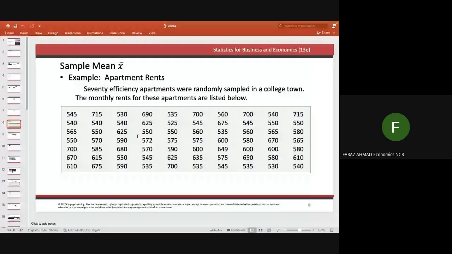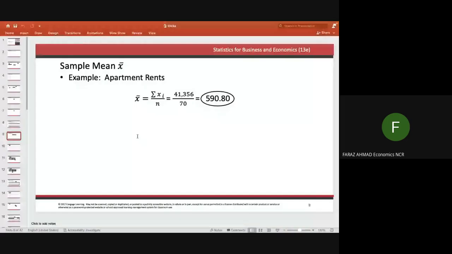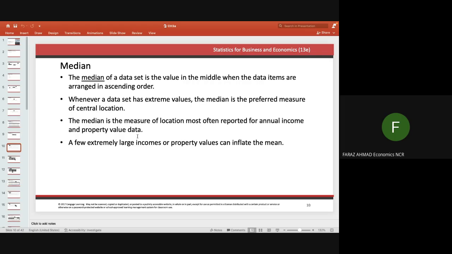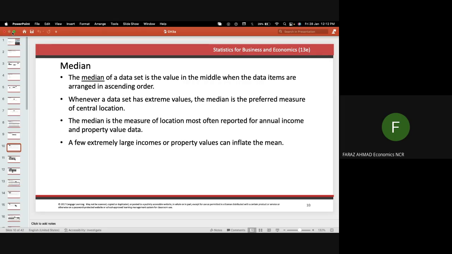We took the example of apartment rents and we calculated the mean. It turned out to be 590.8. We added all the apartment rents of all the 70 apartments, and then we divided the sum of the apartment rents by 70, and we got 590 as the mean rent. Then we discussed the median.